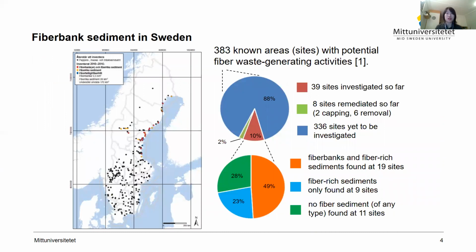Since 2010, the county administrative boards in Norrland and the Swedish Geological Survey have made an inventory of 39 areas in connection with activities that may have caused the fiber emissions. In 28 of these, fiber sediments were found near the factory or at the mouth of the discharge pipes. However, all the black points on the map remain to be further investigated.